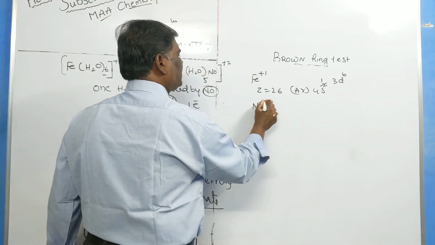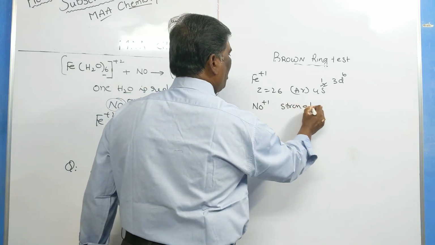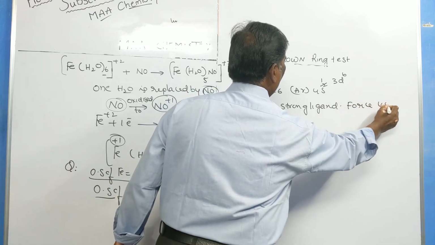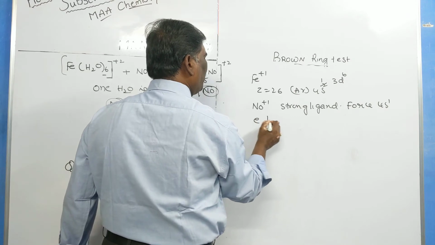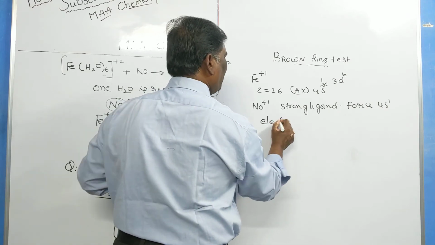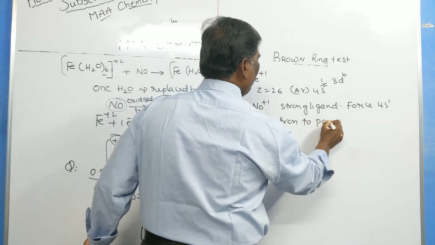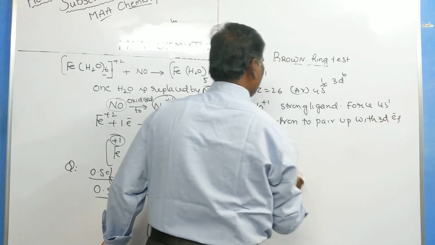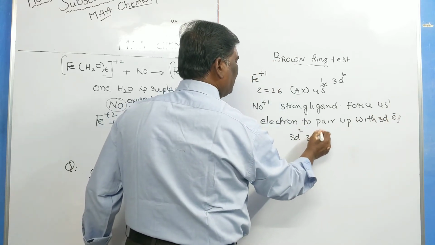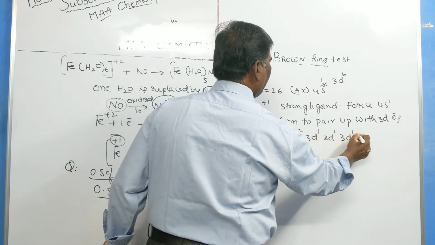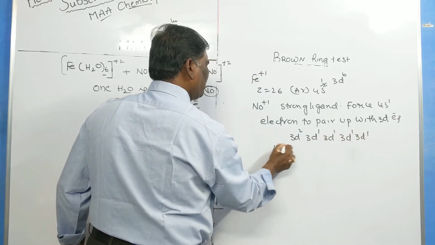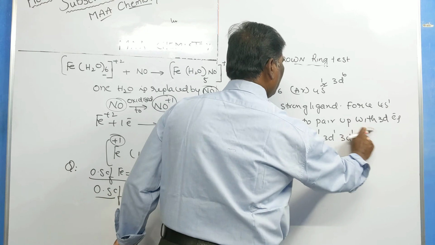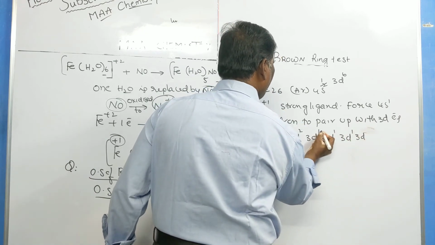You know NO plus is a strong ligand. What does this strong ligand do? This strong ligand forces the 4s electron to pair up with the 3d electrons. So the configuration in general is for 3d6. Now this s electron is forced to pair up with this one.